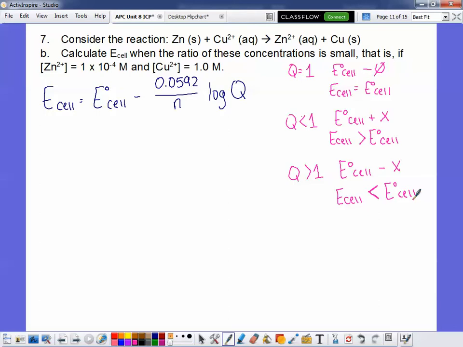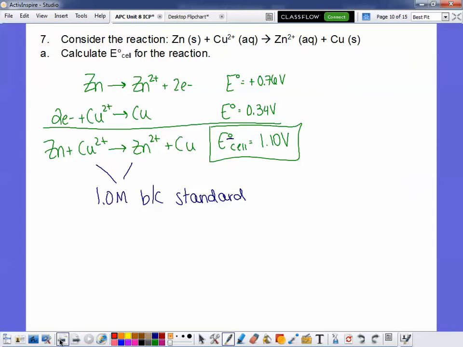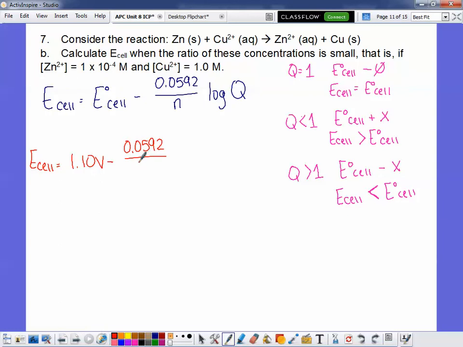Okay? So let's actually calculate E of the non-standard cell for this problem. E cell equals, what was my standard cell potential? 1.10 volts minus 0.0592. What's my n? 2, because in my reaction I had 2 electrons being transferred. So over 2 times log of Q.